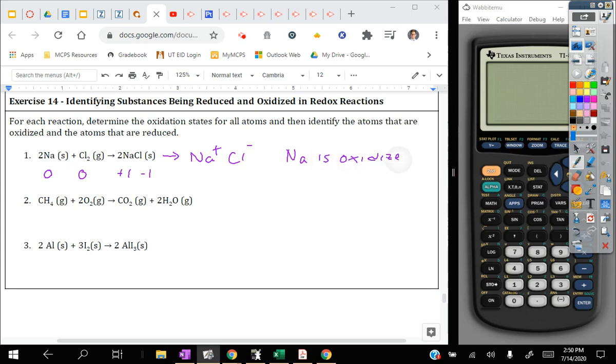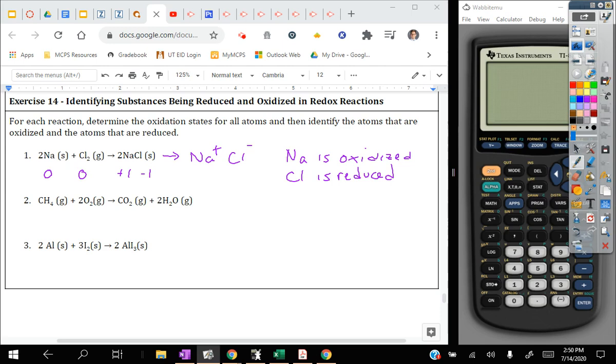So oxidation is a loss of an electron. If I lose an electron, I become positive. If I gain an electron, I become negative. Chlorine gained an electron, so it is reduced. The charge went from 0 to -1. That is a smaller charge.